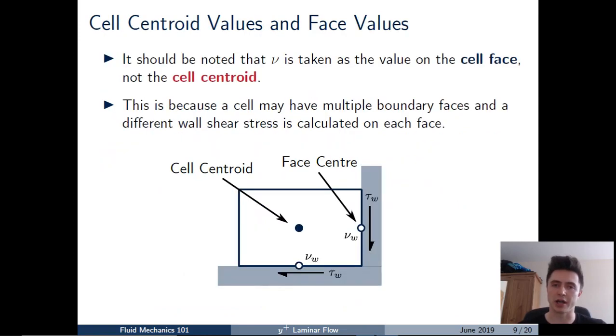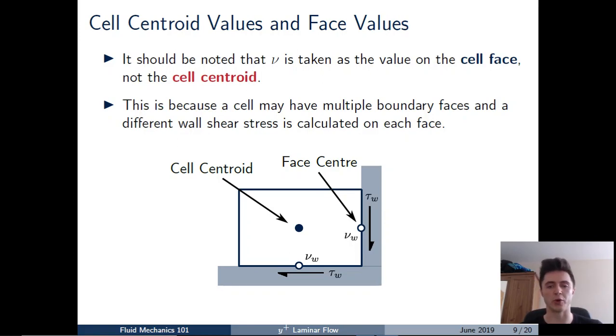And at this point, I'd like to make a small side point to help you in the understanding of the slides that I'm going to be talking about next, and that is the value of the wall kinematic viscosity is the value that's taken on the cell face that's in contact with the wall. And if we think of the diagram here that I produced just for a single cell, what this distinction means is that we're not taking the value of the kinematic viscosity at the cell centroid, we're taking the value at the cell face.